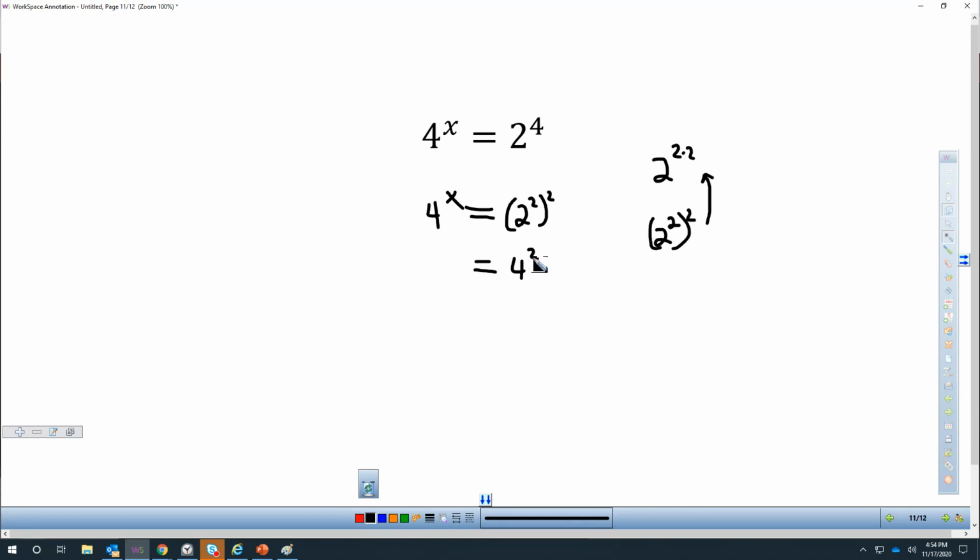So this is 4 squared on this side, and this is 4 to the x on this side. And again, using our equality property of exponents, if the bases are the same and the two things are equal, then their exponents have to be equal. So x equals 2.